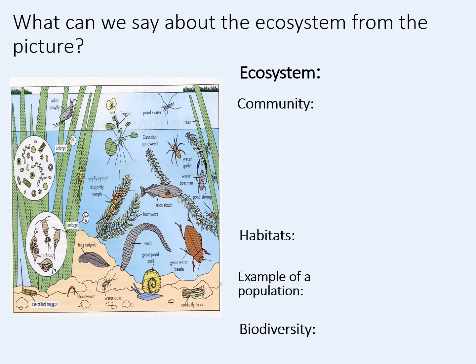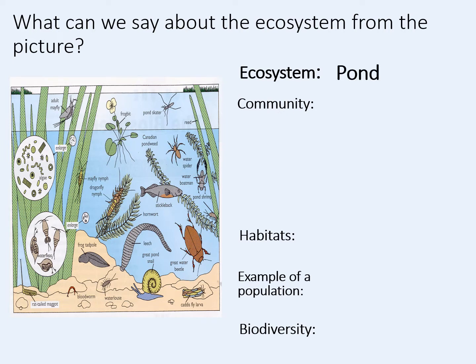The third picture shows a different ecosystem. If you want to, you can pause the video and try to write down what the ecosystem is, what the community is, what the habitats are, and so on, before I go over the answers. So the answers are that this is a pond ecosystem.